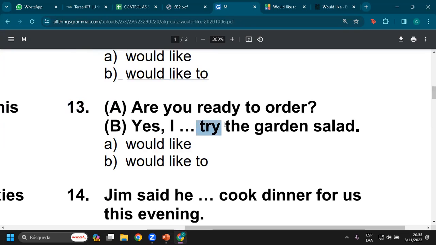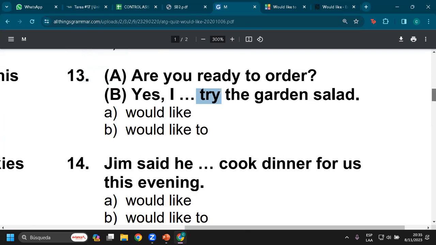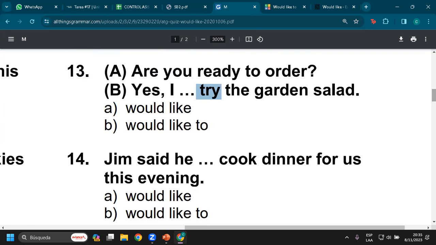Porque aquí tenemos un verb. Very good. But, ¿qué significa ese verb? Try. Try puede tener diferentes significados dependiendo del contexto. Puede significar intentar, pero cuando estamos hablando de comida también se puede traducir como probar. En este caso estamos diciendo me gustaría probar la ensalada garden, como la ensalada jardín. Ese es como el nombre de la ensalada. Okay.